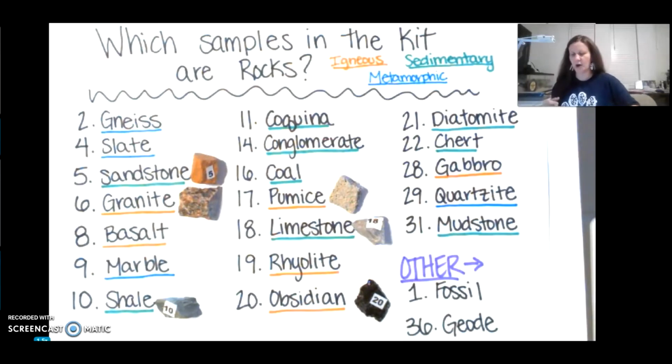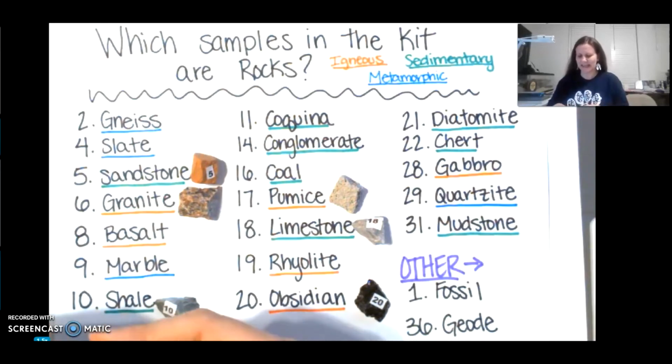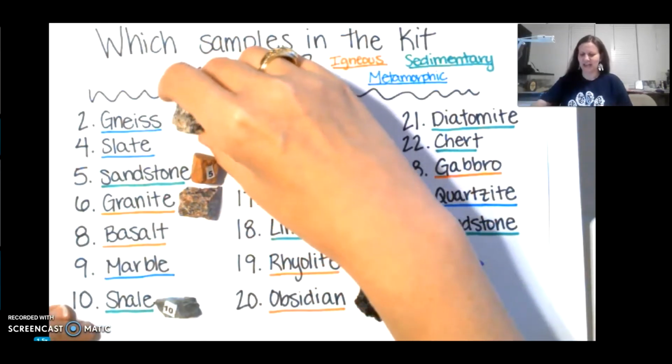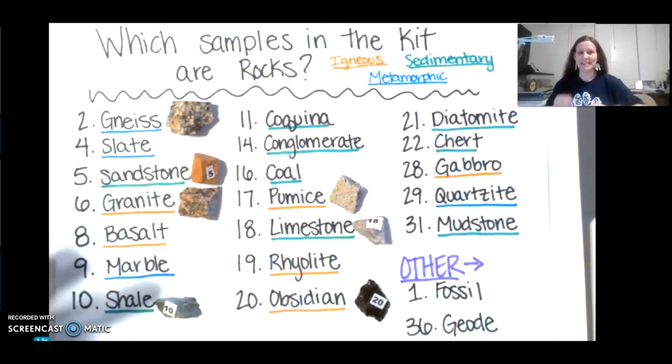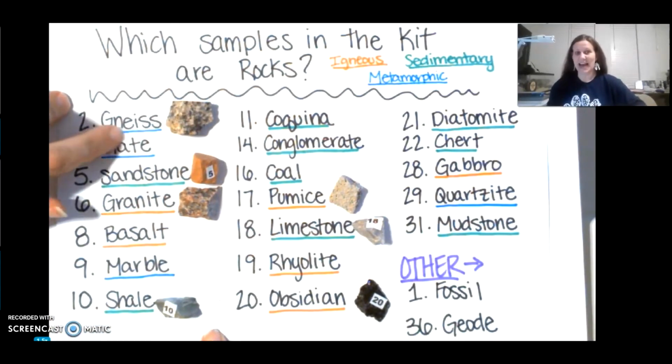What's left is our metamorphic rocks. These are rocks that have been changed from igneous or sedimentary to metamorphic. They've been metamorphosed, and so something has happened to them. First one I want you to look at is gneiss, that is number 2. This is pronounced nice. You don't really pronounce the G.